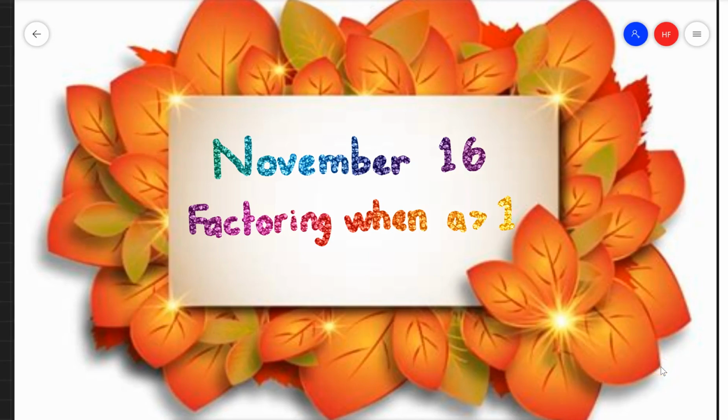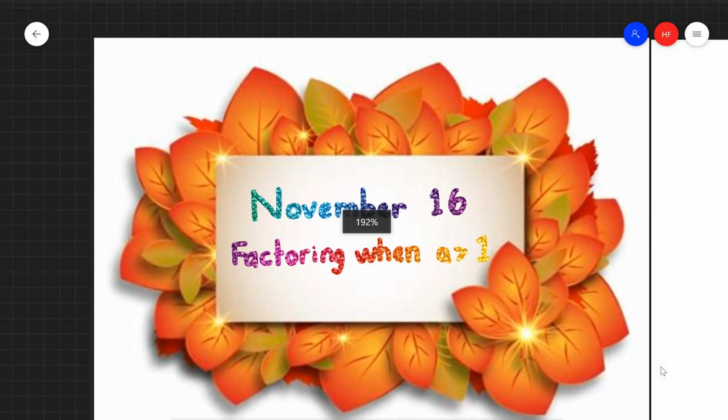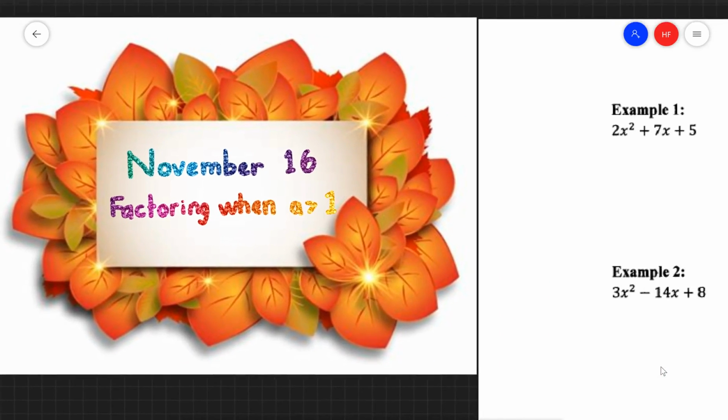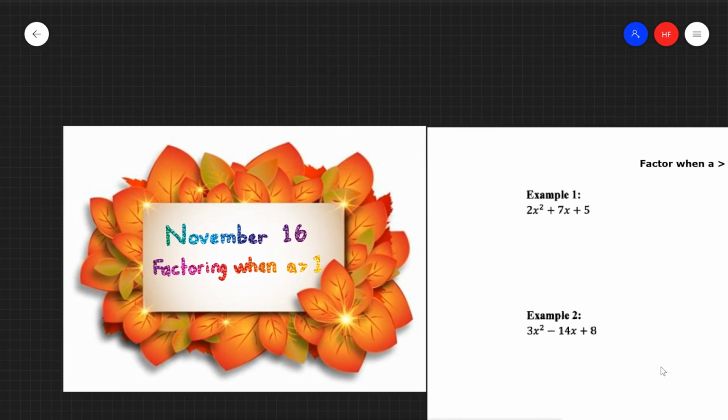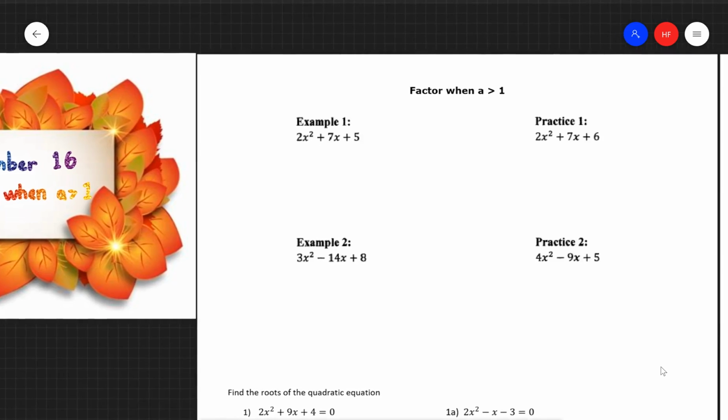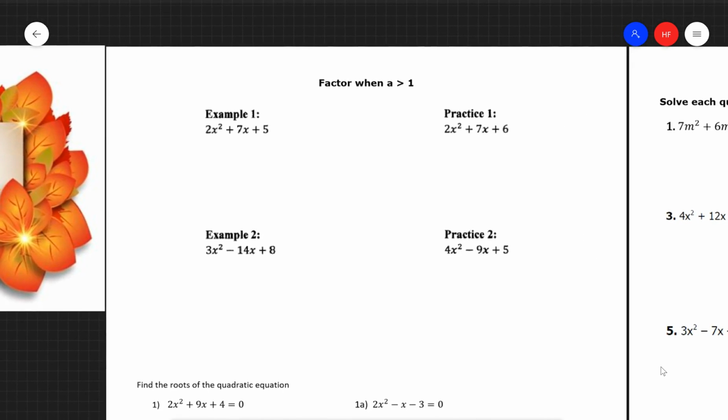Good morning or afternoon. It is Miss Figueroa and today is November 16th and we'll be doing factoring when a is greater than 1. So on Friday we started factoring polynomials, so factoring our quadratics. And so today we're doing factoring when a is greater than 1, which is that first coefficient.